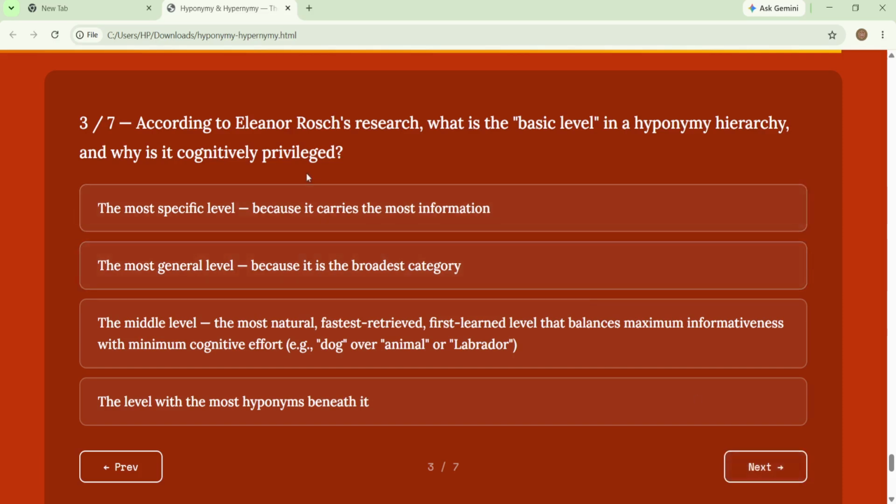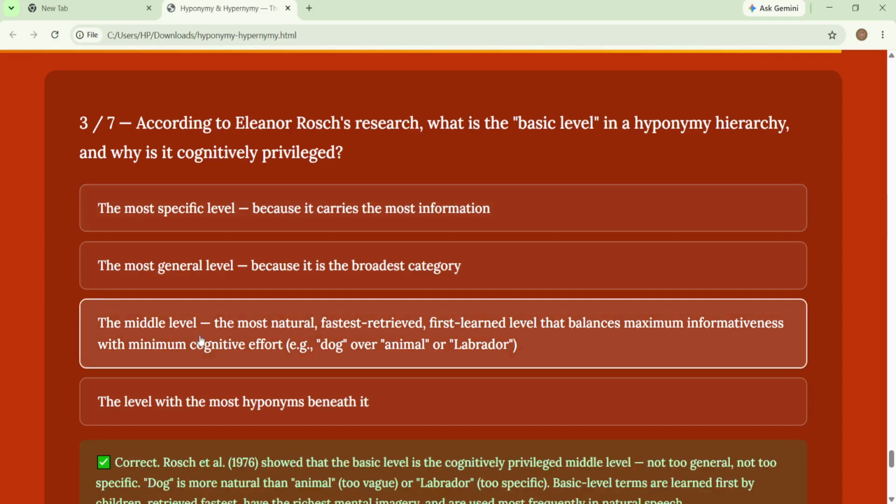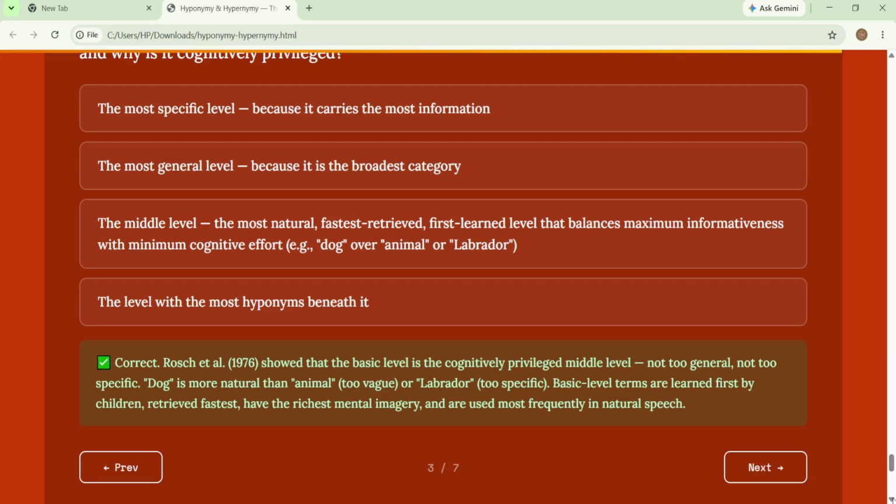Then according to Eleanor Rosch's research, what is the basic level in the hyponym hierarchy and why is it cognitively privileged? The middle level, we have discussed, is the most natural, with faster retrieval, and it balances maximum information with minimum cognitive effort. So first we learn dog, then animal, then its breeds.